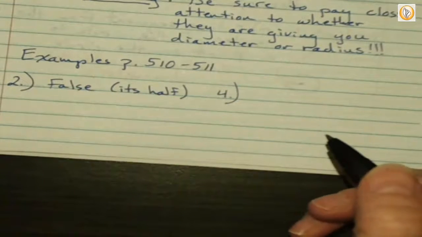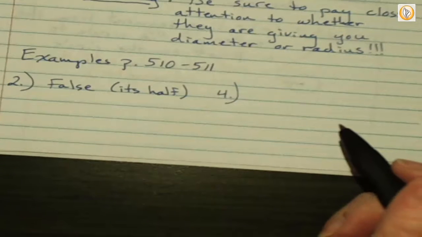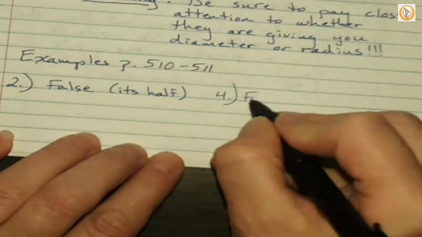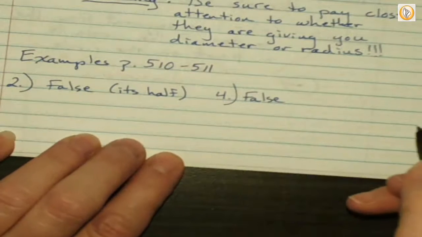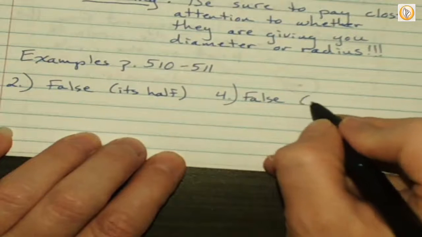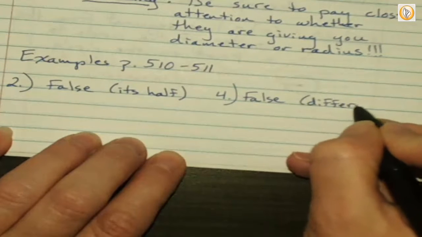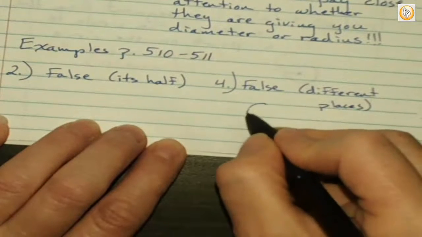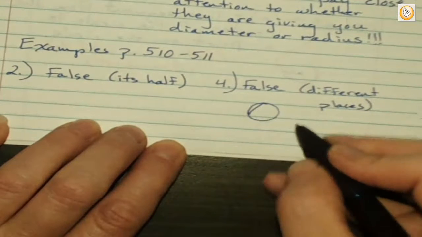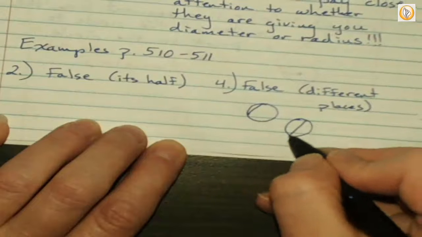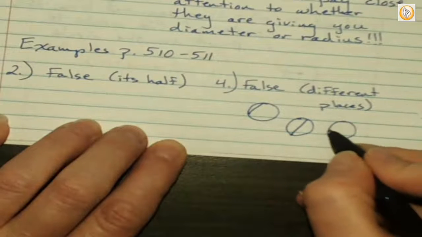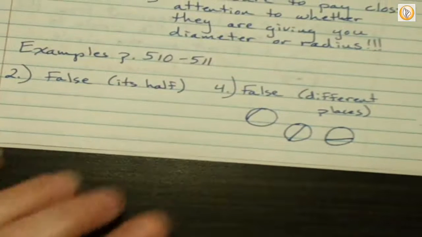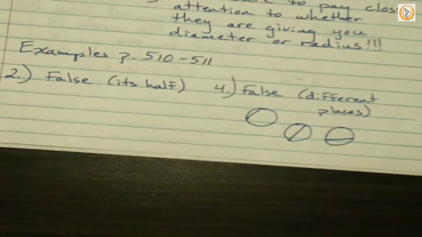Number 4, Taylor. All chords of a circle are of equal length. False, because they can be in different places. That's right. I like what you said, different places. For example, it could be right here. It could be going straight through. It could be going across down here. It could be going anywhere. So they are not equal length. Good job.